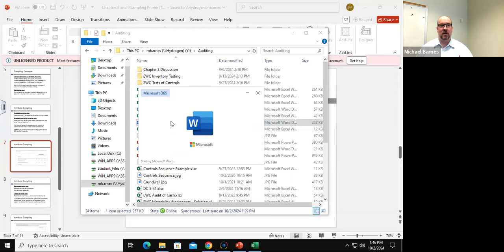The first question we're going to answer is, what is our sample size going to be based on the attributes, or the characteristics, that we've looked at?